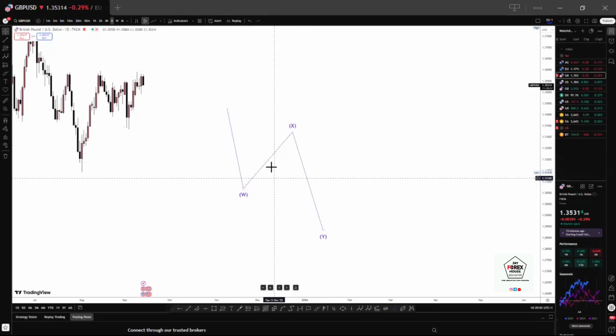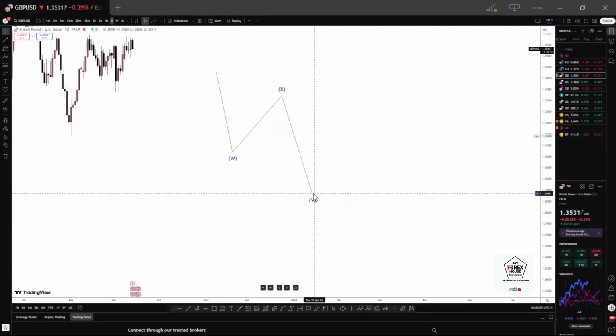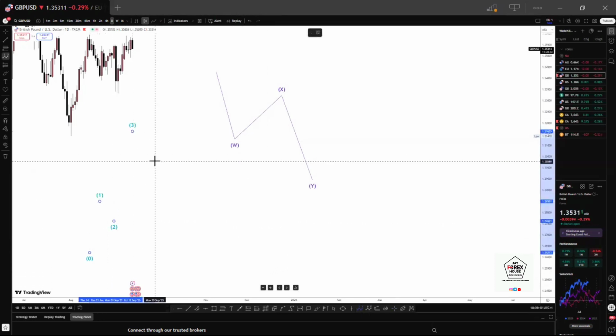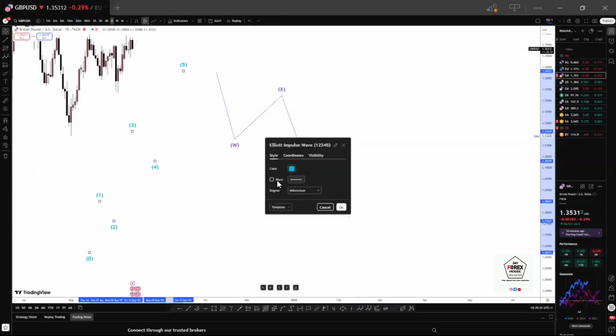Okay, so the function of the WXY pattern: it's a corrective pattern. It's meant to be a retracement. It's meant to help you understand the retracement of a main trend. As I mentioned in the ebook, the 1, 2, 3, 4, 5 pattern is an impulsive pattern. It's in the direction of the main trend.